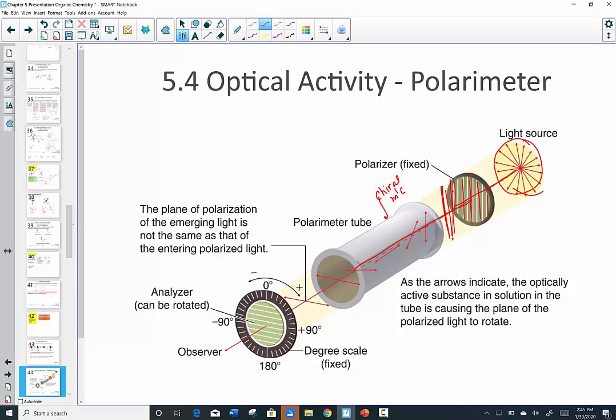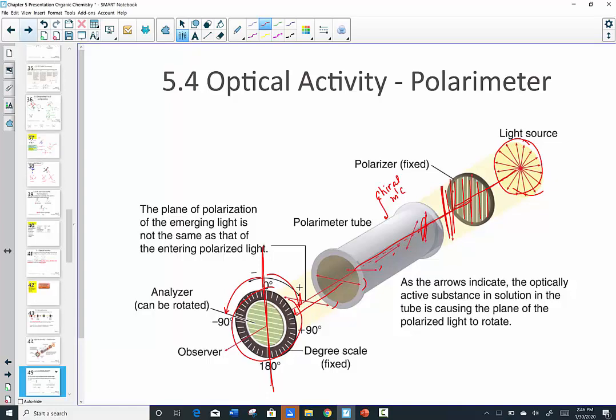So as the arrows indicate, the optically active substance in the solution is causing what was originally in a vertical line to start to rotate. And as it rotates and comes out of this chamber, you're able to measure how far the light has rotated. So if this was the original 0-degree angle, perhaps it's going to rotate negative 90 degrees to the left or positive 90 degrees to the right. We measure the change in direction of the polarized light angle.